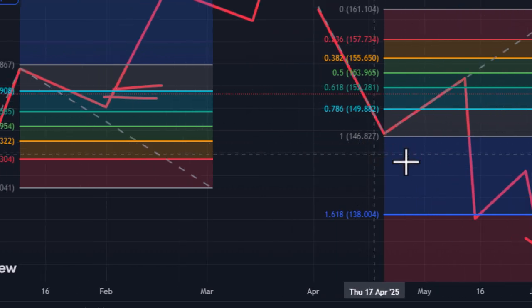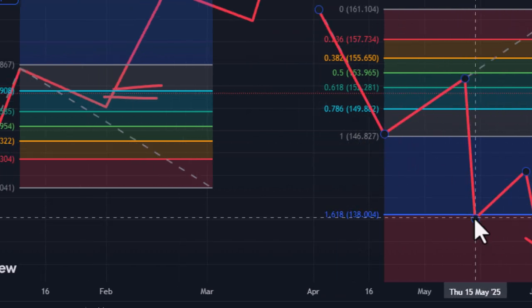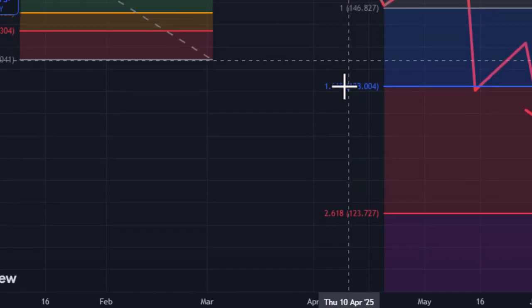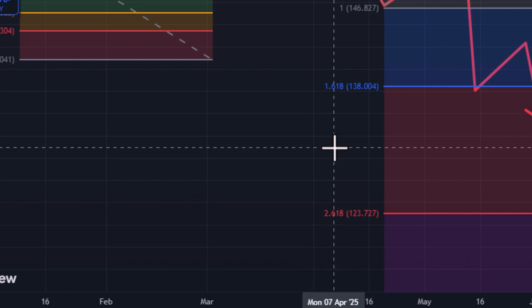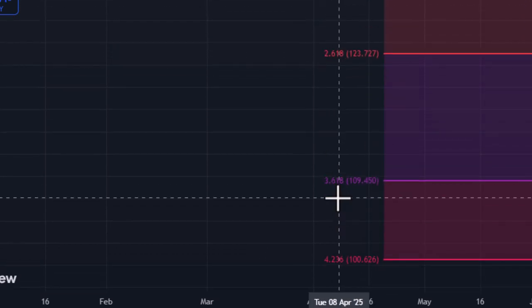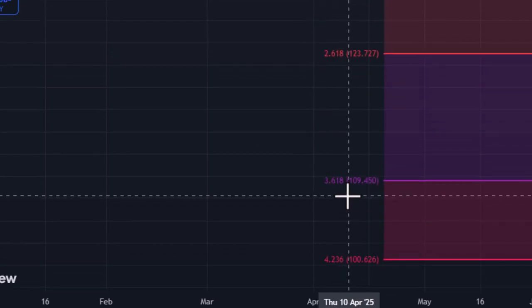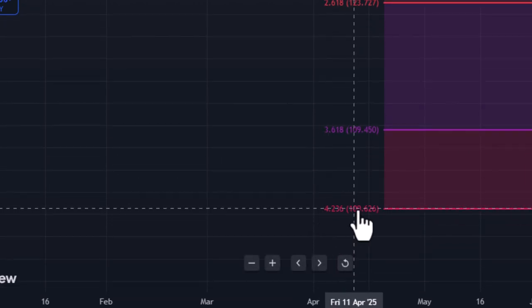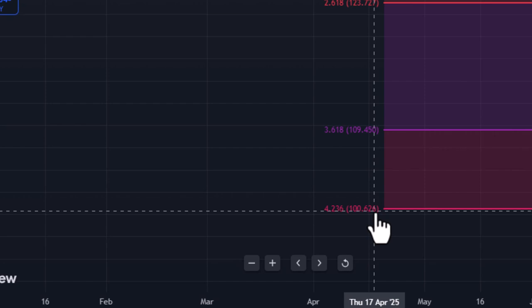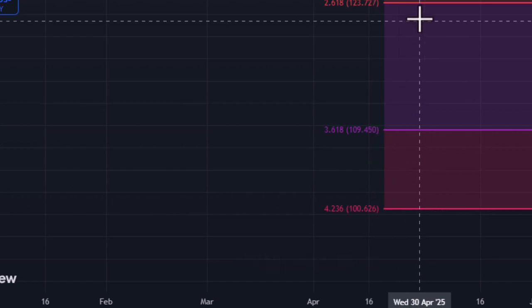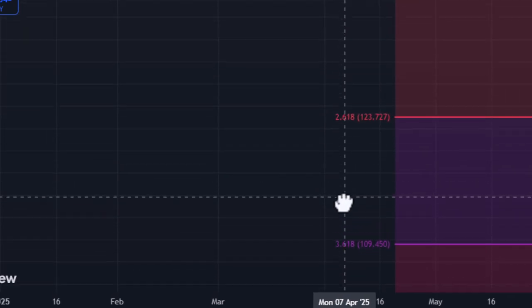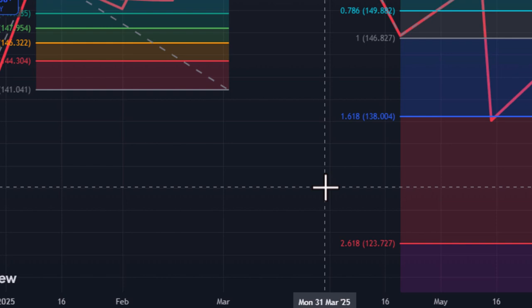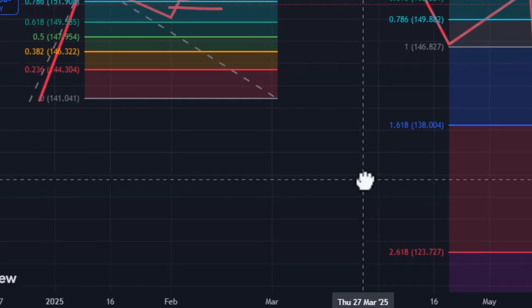So in this case, you can see that the profit target is at this very point. This is the 1.618 level and the 2.618 level, which is the second profit target, and the 3.618, which is the third profit target, and the 4.236 right at this point, which is the fourth profit target. So these are the important targets of the Fib extension level that you can use for setting your take profit when you enter a position in the market.